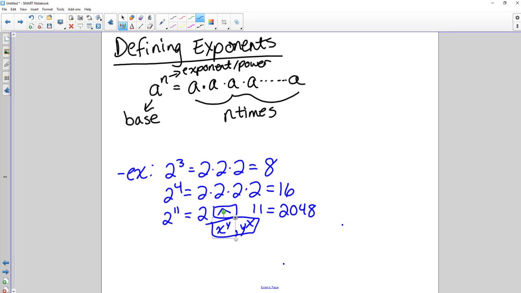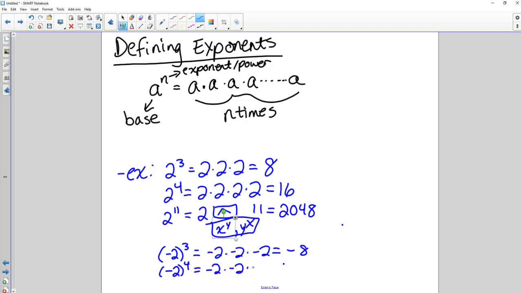Okay, how about now, so those are all when we had positive bases. What if we have, in parentheses, negative 2 to the third power? So this means negative 2 times negative 2 times negative 2. So the negative 2 times negative 2, the first two, positive 4 times negative 2 is going to be a negative 8.